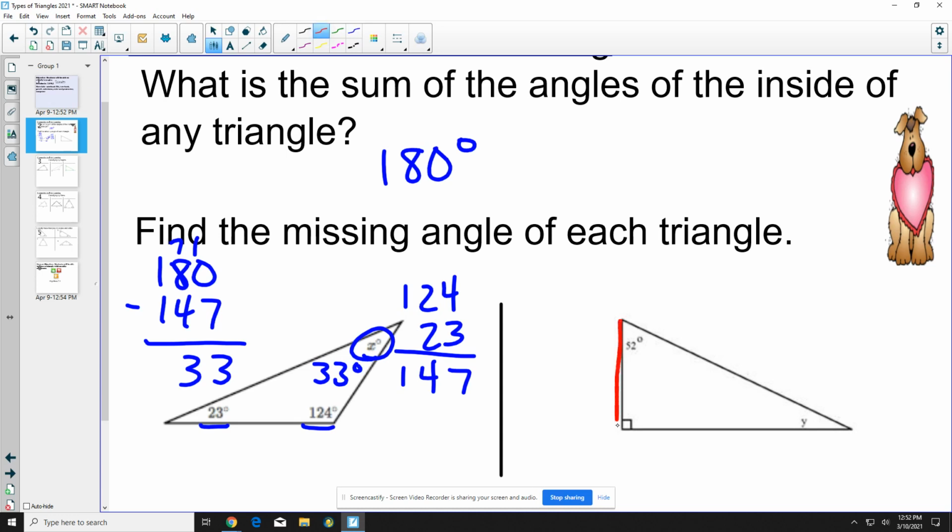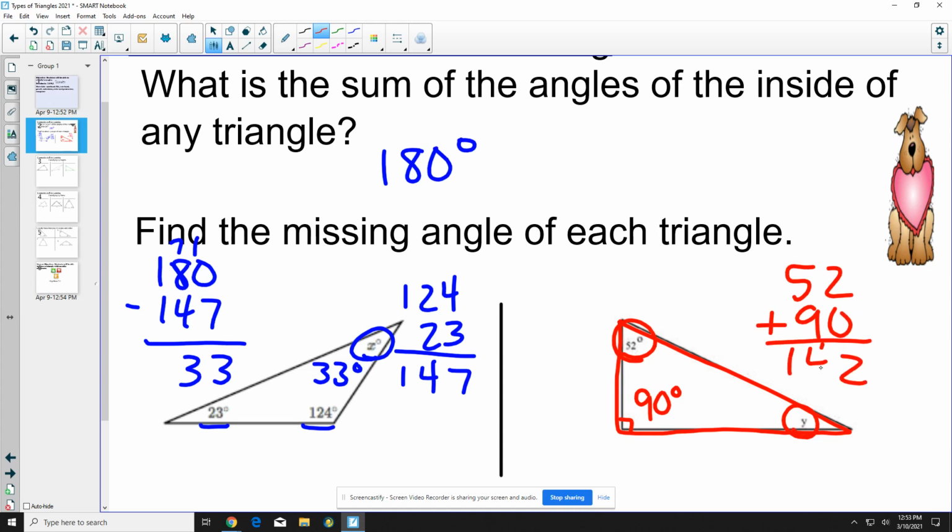If you look at this second triangle here, they're telling me this angle is 52 degrees. This little box means those 2 sides are perpendicular, or they make 90 degrees. If I was trying to find y, what I would do is add the 2 that I know, 90 and 52. That's 142. And then I would subtract it from 180, since I know all 3 angles always add up to 180. And I would get 38 degrees. So this missing angle is 38 degrees.